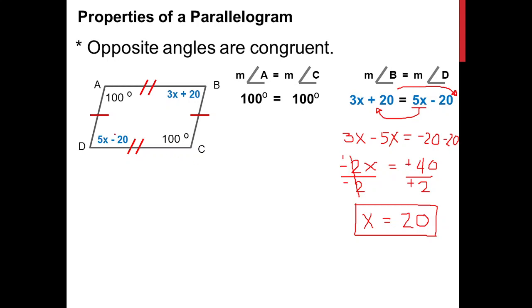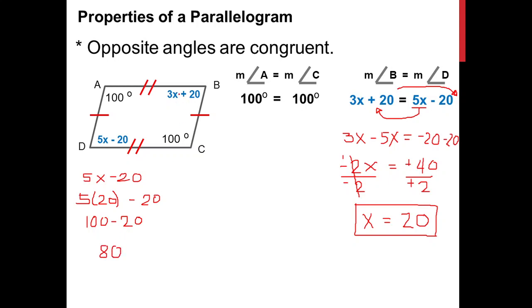Now, let's try to see if this figure is indeed a parallelogram, if this angle equates to this angle. Now let's see. We have 5x minus 20 for angle D. Let's substitute the value of x, which is equal to 20. 5 times 20, that is 100, minus 20. 100 minus 20, that is equal to 80.